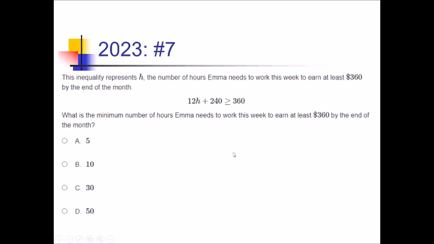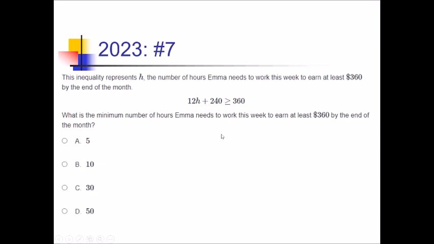On this problem, we're given this inequality h, representing the number of hours that Emma has to work to earn at least $360 by the end of the month. We want to know, based off of this, the minimum number of hours Emma needs to work to earn that $360 by the month's end. Okay, so basically, if we solve for h, we'll get the answer that we're looking for. So I need to get h by itself.